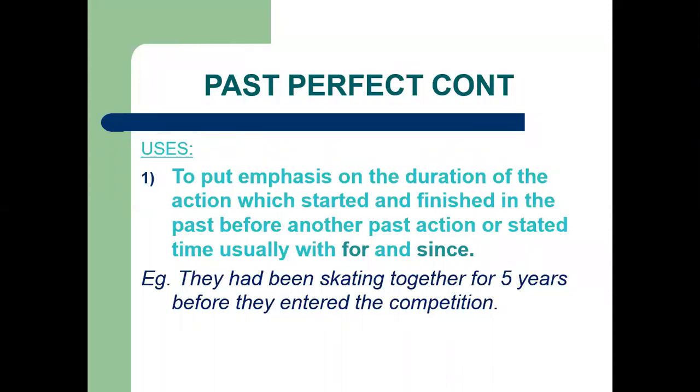Past perfect continuous. What's the form? It's had, of course, the subject had been plus ing, to put emphasis on the duration of the action, which started and finished in the past, before another past action. Of course, when you use the past perfect, this applies to past perfect simple as well as continuous, you need to talk about or refer to two actions, right? And you show anteriority. They had been skating together for 5 years before they entered the competition.